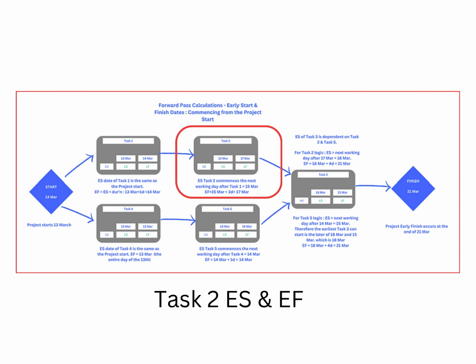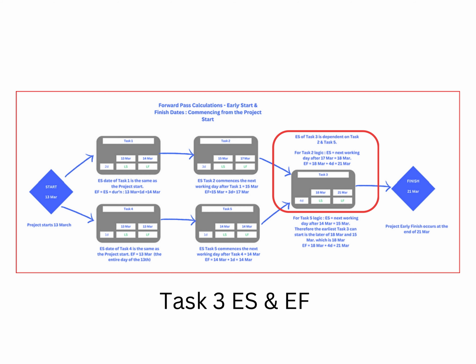Let's move to task number 2. The early start of task 2 is the next working day after completion of task 1. As task 1 finishes on the 14th of March, the next available workday is the 15th of March at 8 a.m. Therefore, the early finish of task 2 is the 15th of March plus task 2 duration of 3 days. The early finish of task 2 is calculated as the 17th of March at 4 p.m.